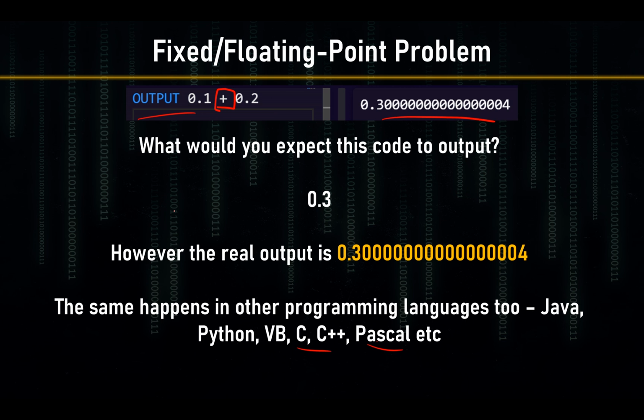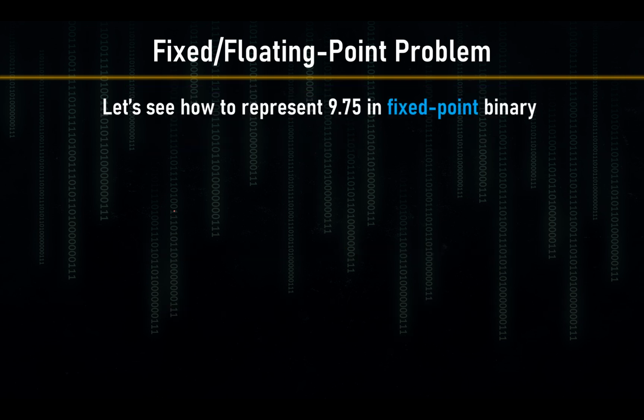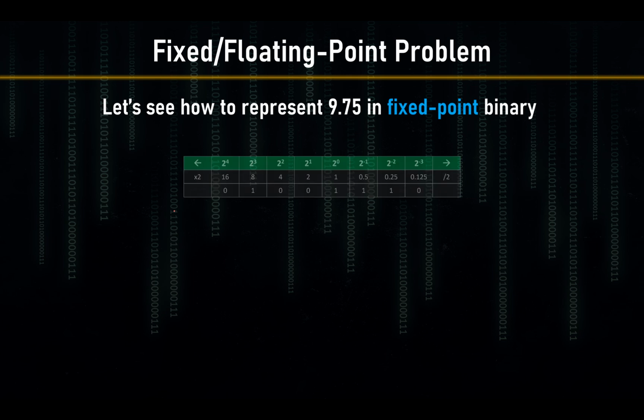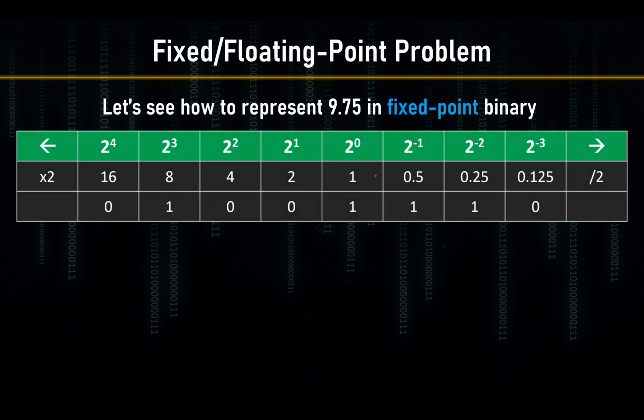So if we go next, let's see how we can represent 9.75 in fixed point binary. Again, this is not required for AS, but I think it's useful to see, because if we know how to represent it, then we can see the problem with it. In binary, as we go left, the power is increasing, so 2 to the power 0, 2 to the power 1, 2 to the power 2. Therefore, the value it represents is going to double.